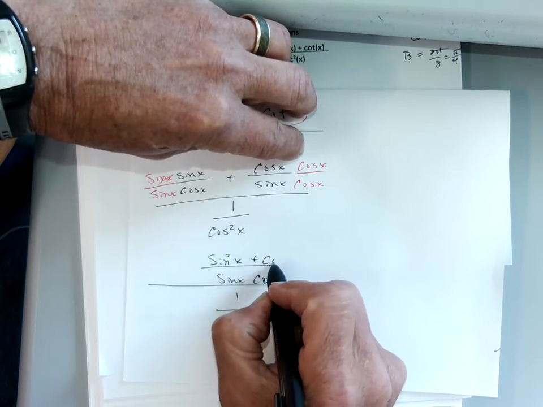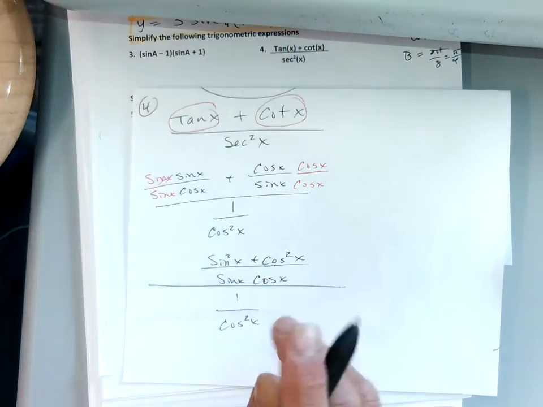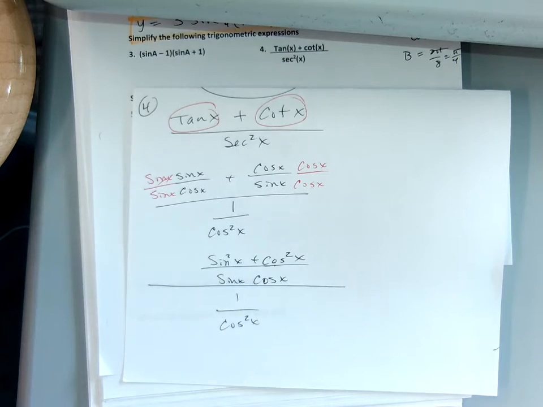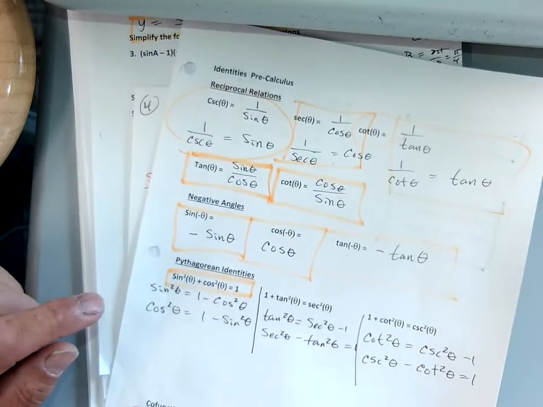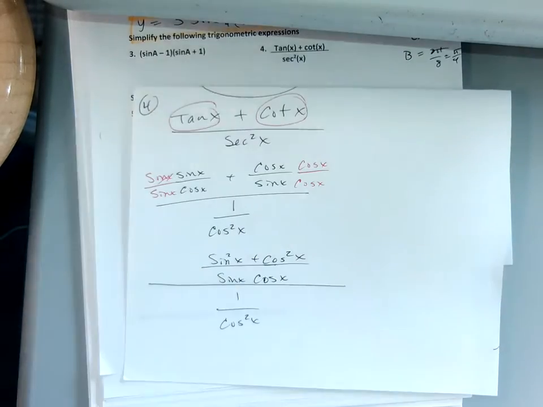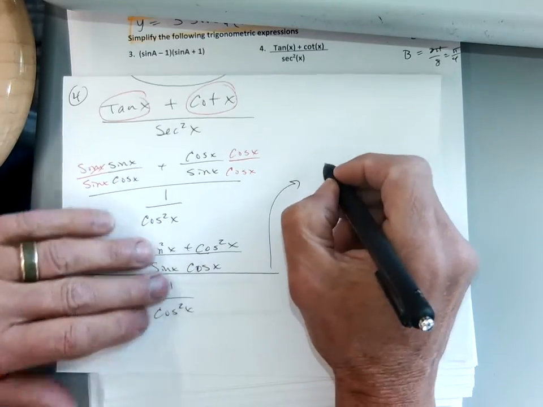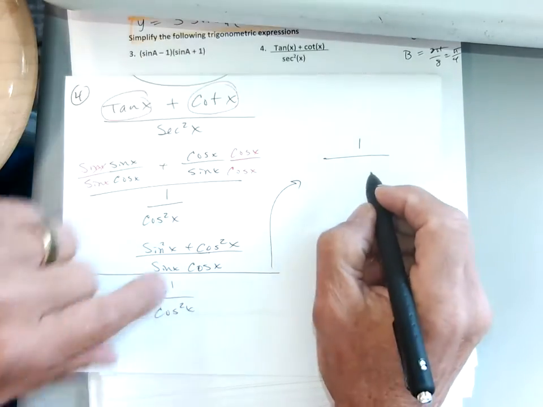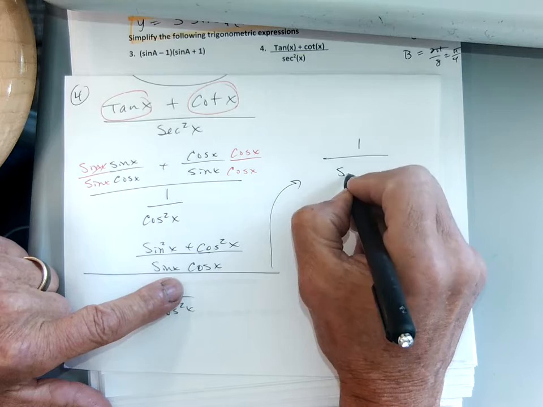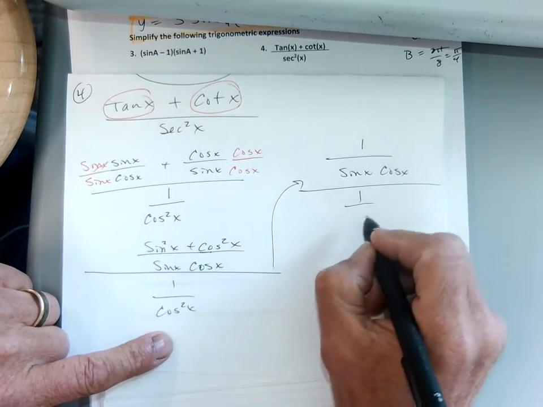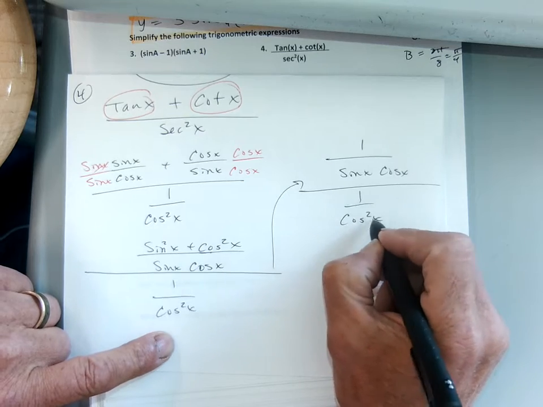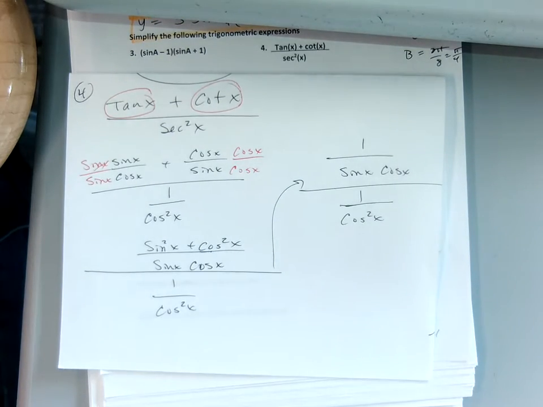plus a cosine squared. Okay, I like that because that's an identity. Sine squared plus cosine squared is 1. I like that. So then I'm going to rewrite this. For room, I'll have 1 over sine of x, cosine of x, all over 1 over cosine squared of x, right? And I think you probably know the next step, right? You're going to invert and multiply.